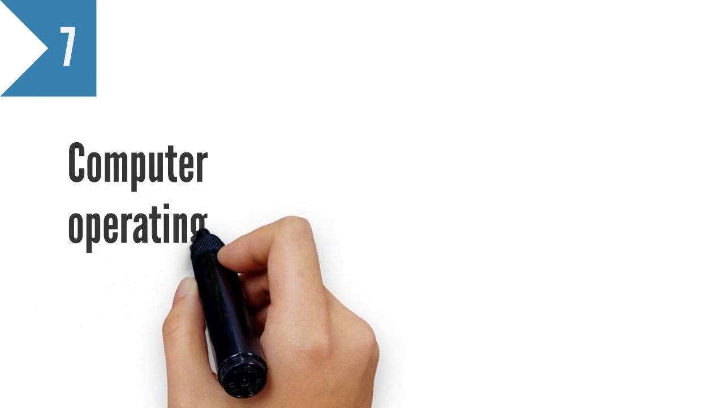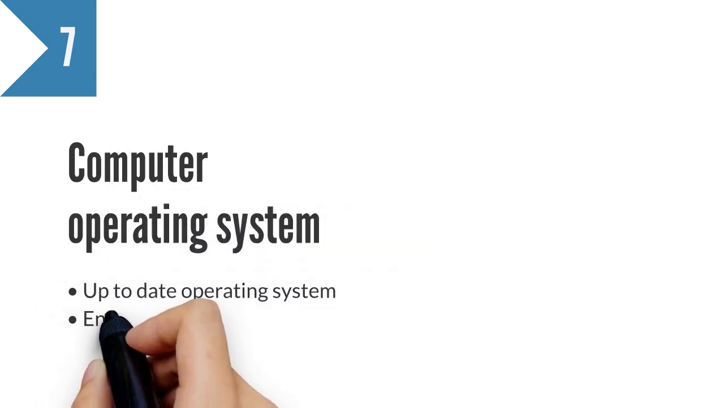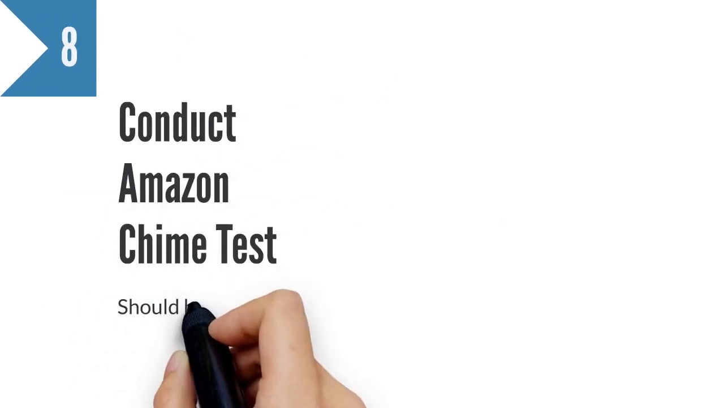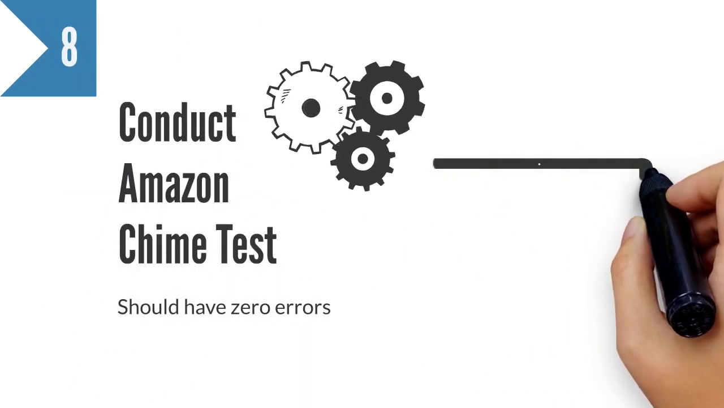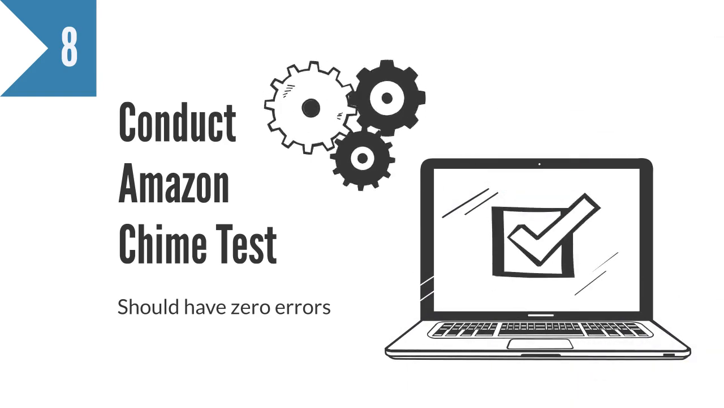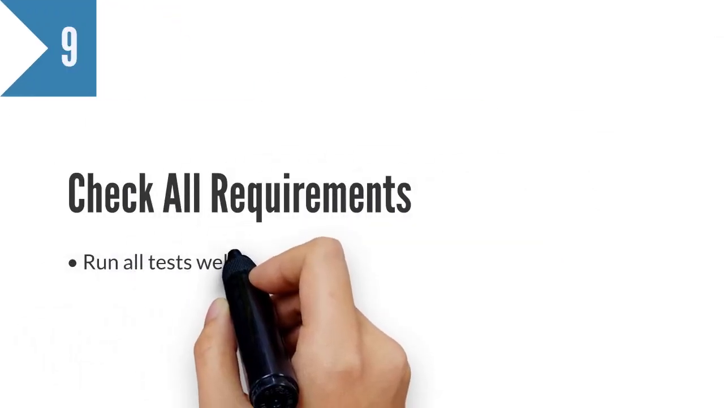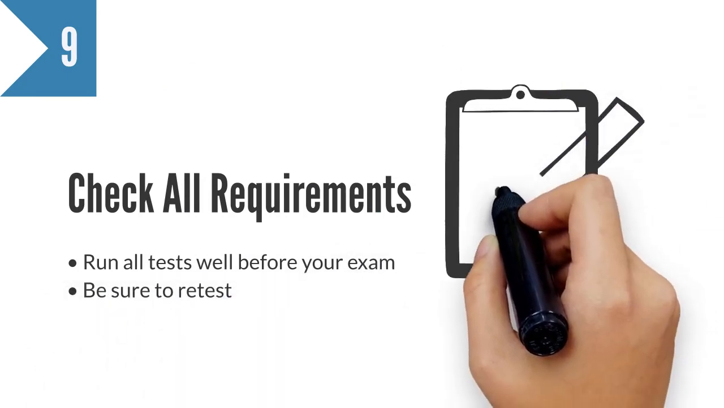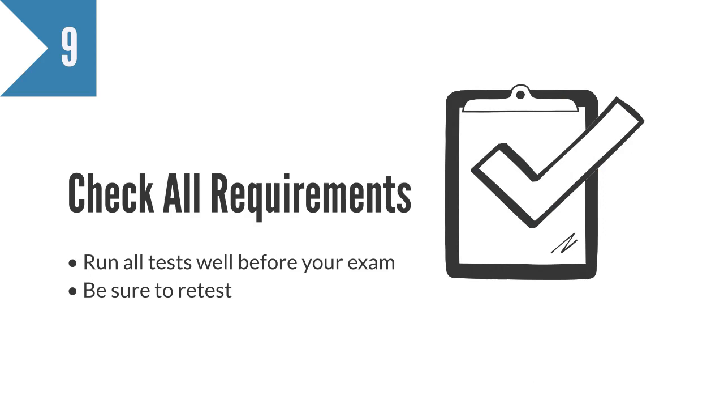Make sure your computer has the most up-to-date operating system with enough storage space. Conduct the Amazon Chime test to make sure your device can meet the requirements for exam day. You should have 0 errors. Check all requirements and run all tests well before your exam day. Retest leading up to your exam, including a couple of hours before your exam, to make sure nothing has changed.